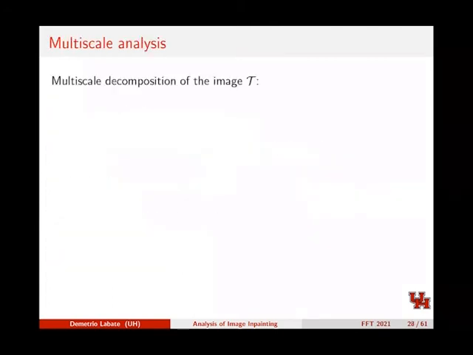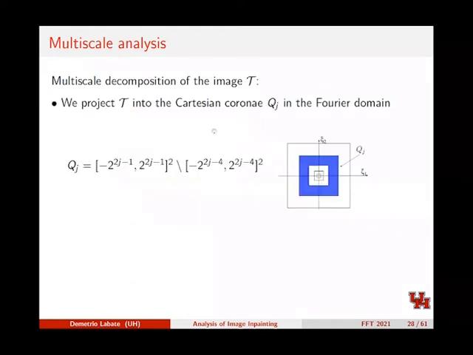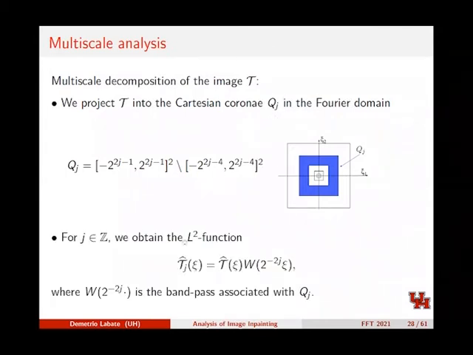All right, so we have two systems. How do we use those now? The idea is to take our image tau, the distribution model of the edge, and project tau into the Cartesian corona Qj that I just defined. Namely, for each j in Z, I multiply in the Fourier domain my tau with W, and I get this tau hat j, which is now a function, the bandpass function associated with tau j.